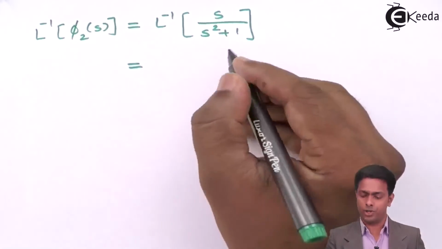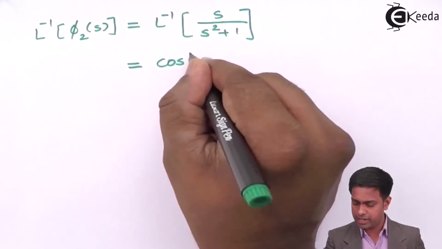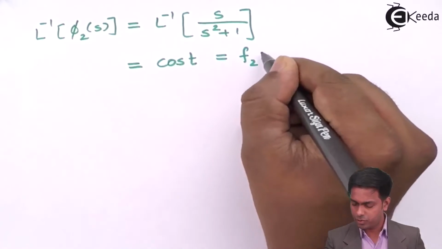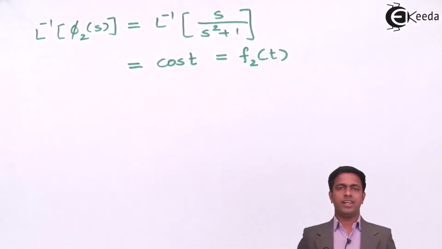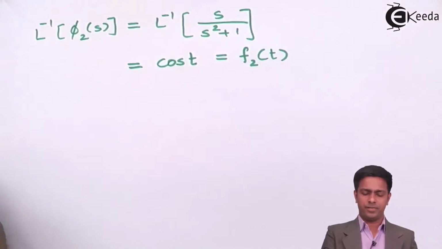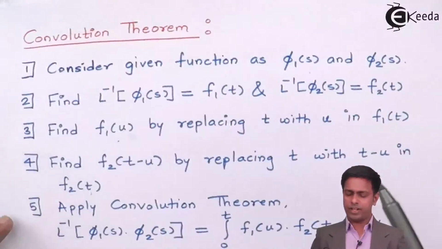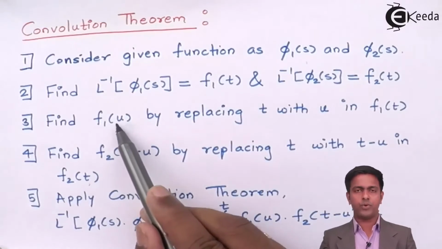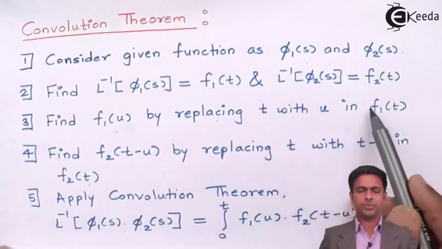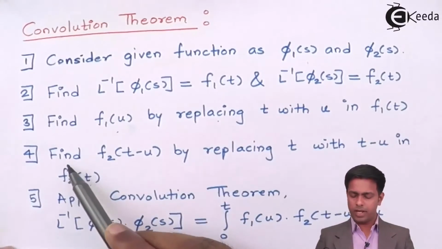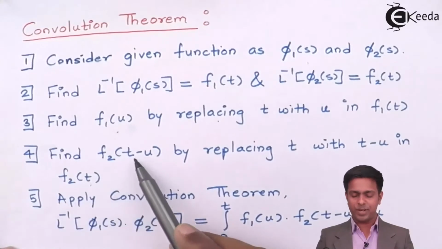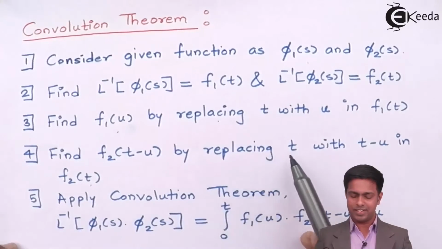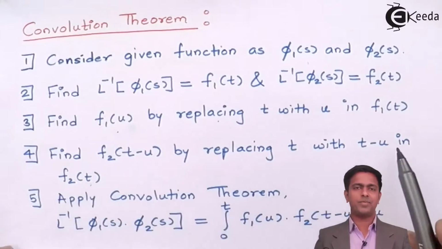So guys, it is equal to again cos of t, and I'll call this as f2 of t. Now I got f1 of t and f2 of t. Now from f1 of t, I'm gonna find out f1 of u. So for f1 of u, I've replaced this t with u, and then from f2 of t, I'm gonna find out f2 of t minus u, and for that I'll replace this t in f2 of t by t minus u.